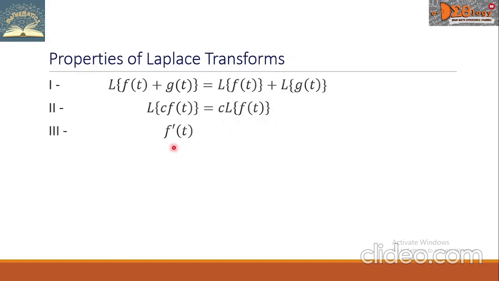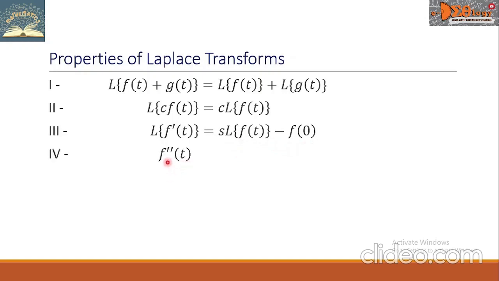Third, when we have the first derivative of the function with respect to t, the Laplace transform will be s times the Laplace transform of the function f of t minus f of 0.